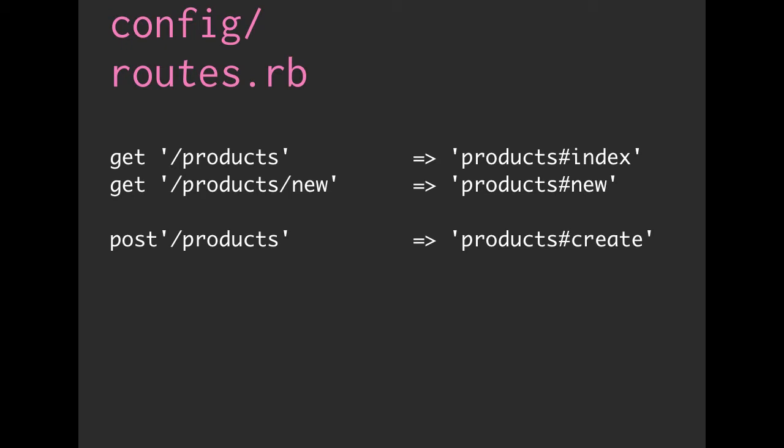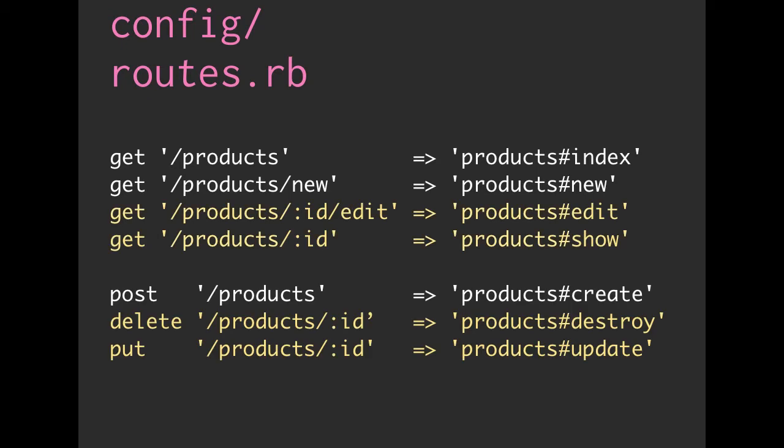This only covers two of them. So we can read in all of our products with the index, and we can create with the create. But what about the update and delete? In order to do all of that, we're actually going to need seven different paths, seven different routes.